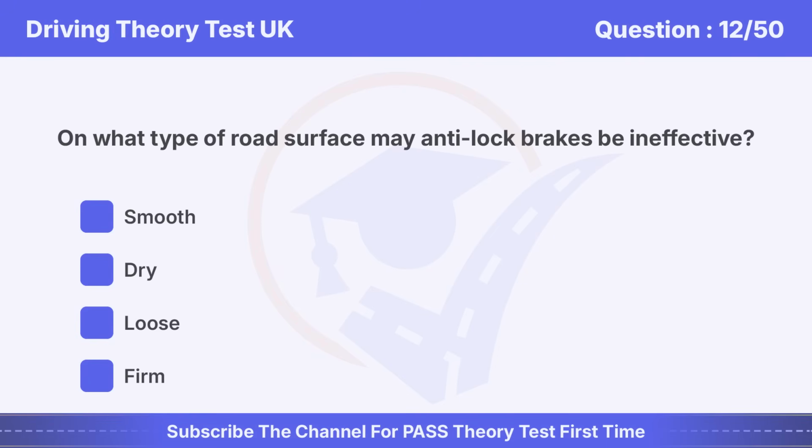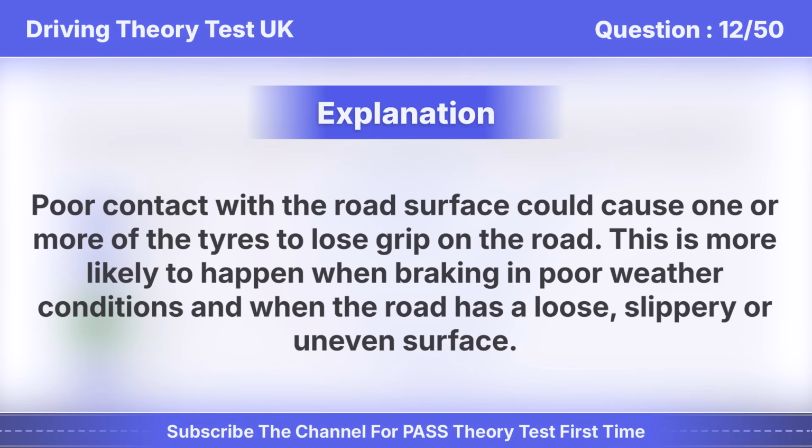Question 12. On what type of road surface may anti-lock brakes be ineffective? Answer is C. Loose. Poor contact with the road surface could cause one or more of the tires to lose grip on the road. This is more likely to happen when braking in poor weather conditions and when the road has a loose, slippery, or uneven surface.